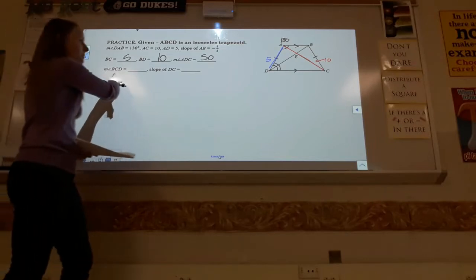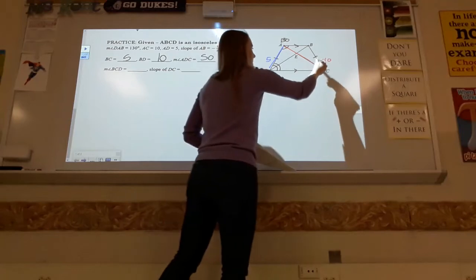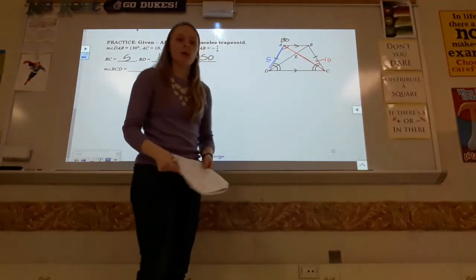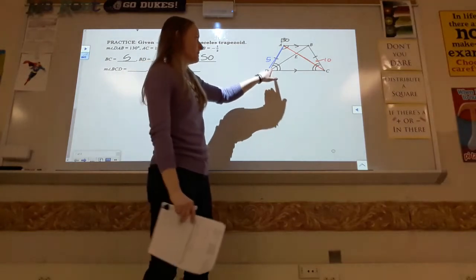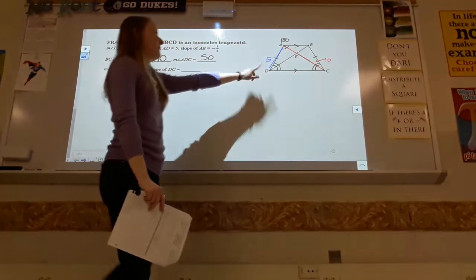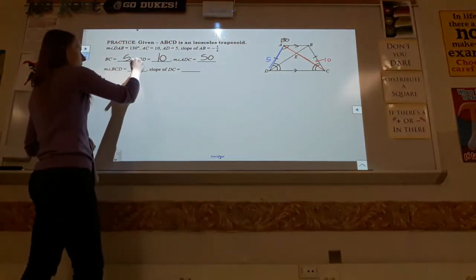And then I am also looking for BCD, which is right here. Because this is an isosceles trapezoid, the base angles are equal. This wouldn't work for just any old trapezoid, but because it is isosceles, since I found that one was 50, this is also 50.